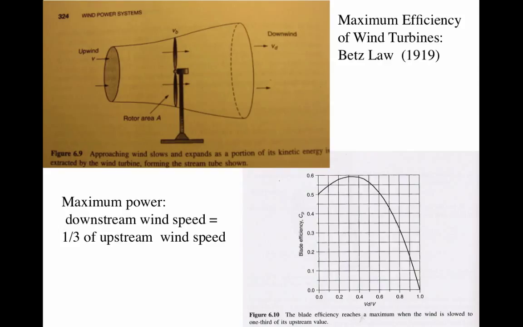So this is the relationship of the velocity downwind to the velocity upwind. When the velocity downwind is zero, you don't get anything. Anyway, I think I belabored that point a little too much. And a guy named Betz figured that out in 1919.